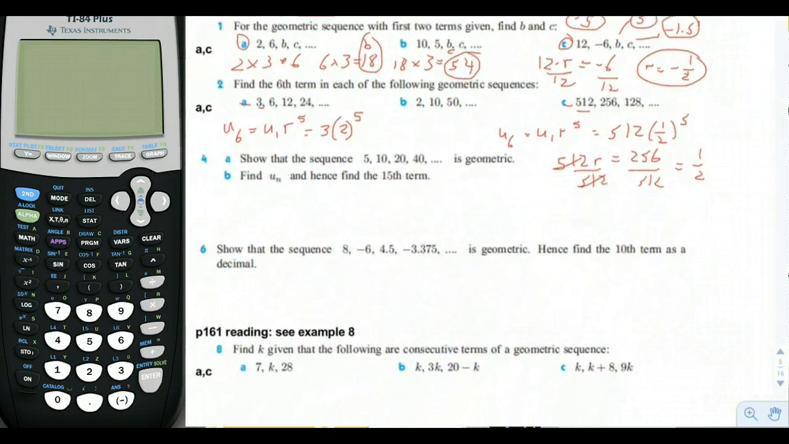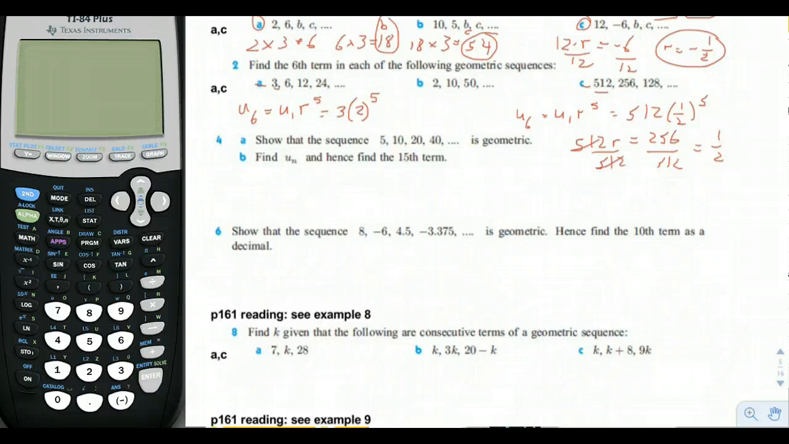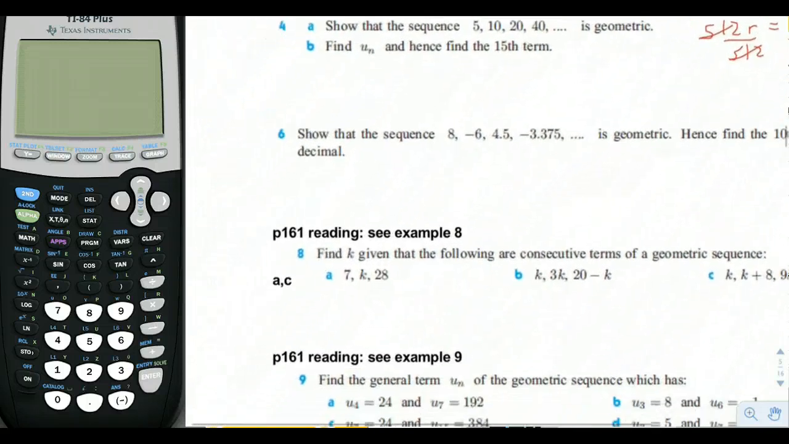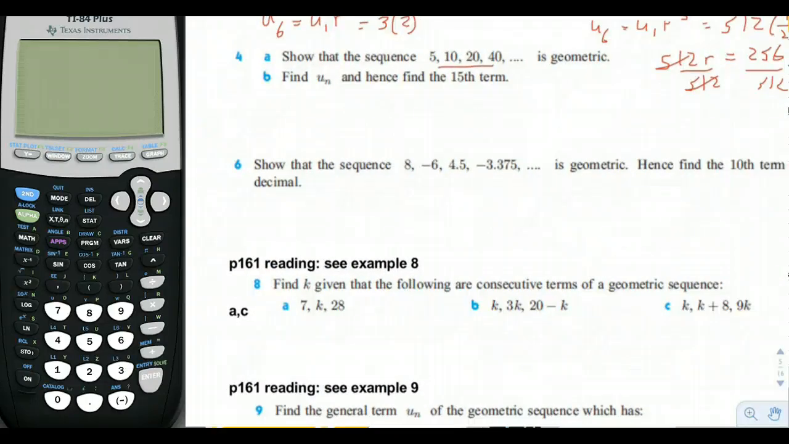Very easy, right? 4, let's do A and B. Show that the sequence 5, 10, 20, 40 is geometric.